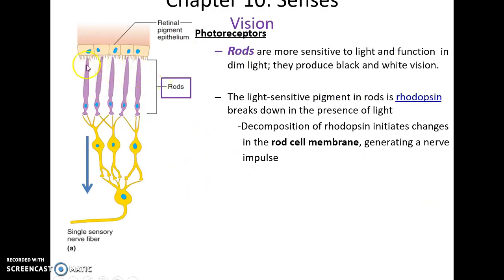The rods are more sensitive to light, so they function well in dim light, which is why when it's really late at night and you're walking around the house and the lights are all out, things seem sort of grayish. Basically, there's a light-sensitive pigment, a chemical that absorbs the energy from photons of light and then breaks down. So rhodopsin breaks down. Its decomposition leads to a change in the charge across the rod's cell membrane, leading to the generation of a nerve impulse.